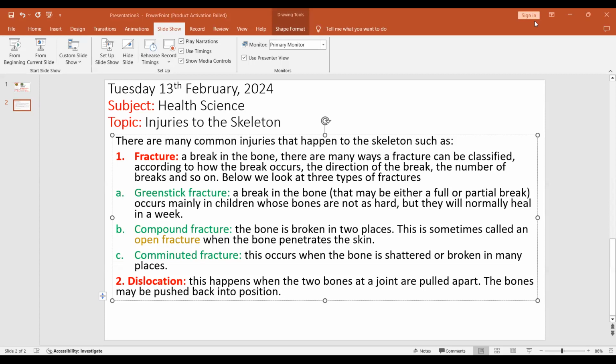So, Samantha, read for me the definition of dislocation. Dislocation. This happens when the two bones at a joint are pulled apart. The bones may be pushed back into position. Okay, thank you. And Myla, can you read the definition for fracture? Yes, sir. A fracture is a break in the bone. There are many ways a fracture can be classified according to how the break occurs, the direction of the break, the number of the breaks, and so on. Below, we look at 3 types of fractures.